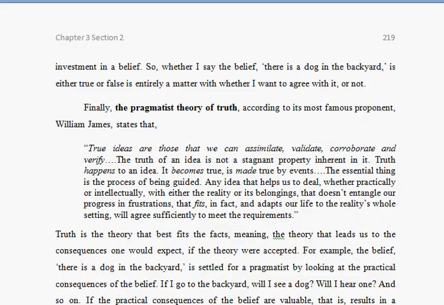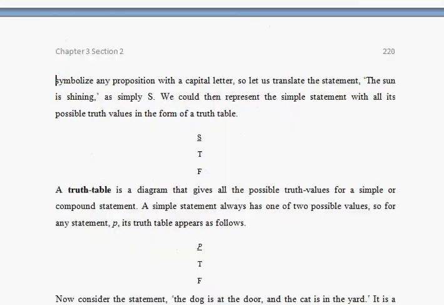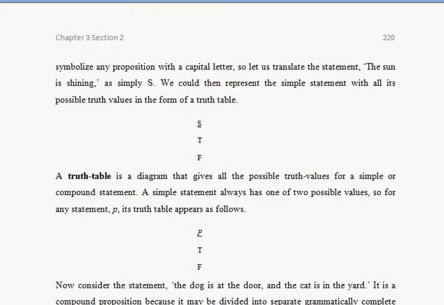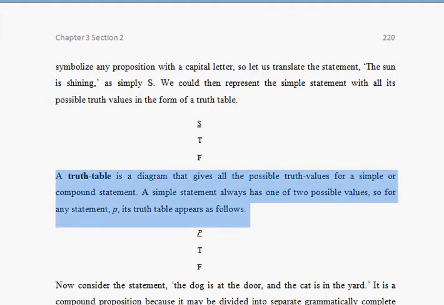And so truth value is just, is it true or false? And we begin to start creating what we call truth tables. A truth table is a diagram. This is on page 220 of the most recent book. It's a diagram that gives all the possible truth values for a simple or compound statement. A simple statement has two possible truth values. It can be true or it can be false. A compound statement, though, will be determined via the truth function, via the truth of those parts.